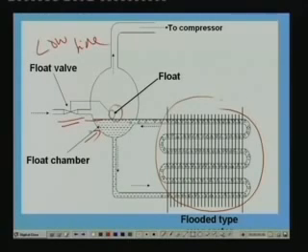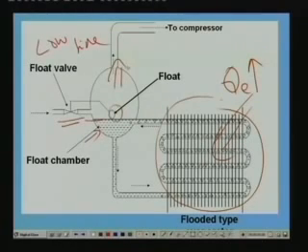First of all, the liquid level drops when the load on the evaporator increases. Let us say that load on the evaporator is increasing. When the load on the evaporator increases, the evaporation rate increases, so higher mass will leave the float chamber. Higher mass leaving the float chamber means this level will drop. Once this level drops, that is sensed by this float, and this will open the float valve wider. Once the float valve is opened wider, more refrigerant will flow into the float chamber, and the level is restored. And the reverse happens when the load falls and the level rises.